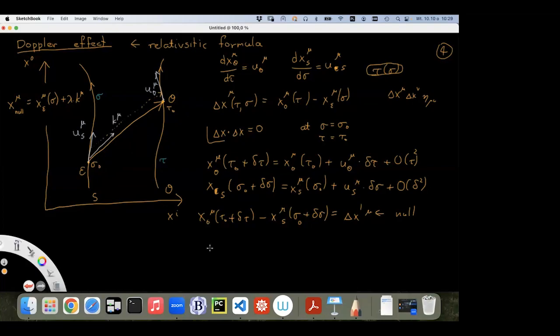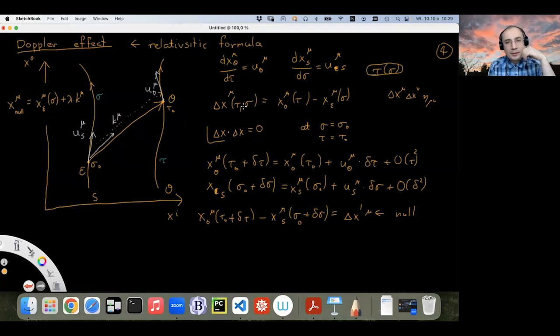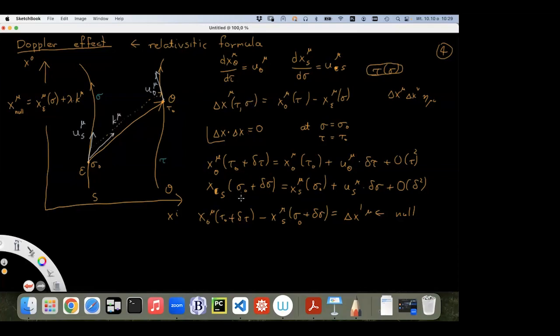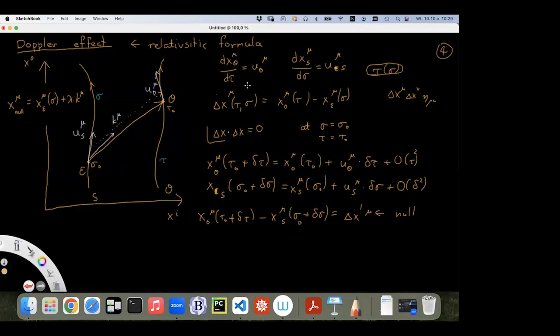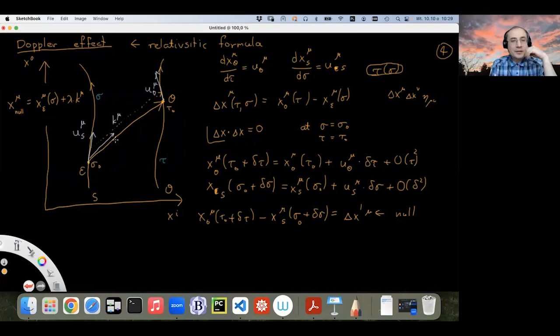The defined delta sigma has not that much physical meaning. It's just a definition, defined for our purpose. So, could you repeat? So this delta x will be defined for our purpose. It has no physical meaning. Delta x mu, tau, sigma. It's the difference of positions between the points of observation and of emission.